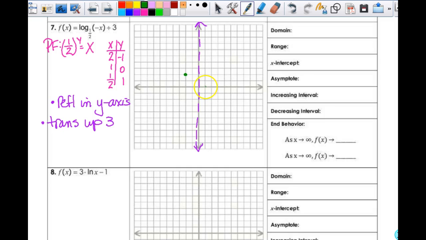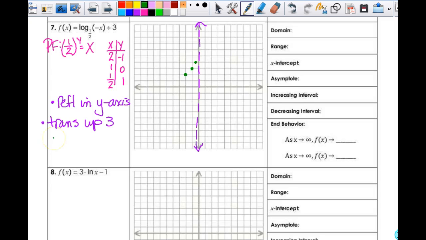I start at (1, 0), reflect in the y-axis, translate up 3. Then I'm going to start at (1/2, 1), reflect in the y-axis, and move up 1, 2, 3. So it looks like that. What am I missing? My x-intercept, okay? And does this one end up being weird? It doesn't end up being weird, really.